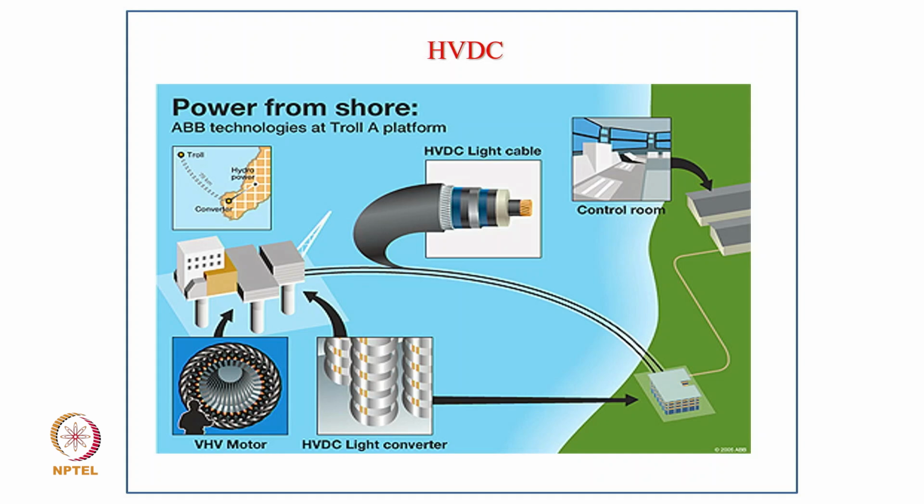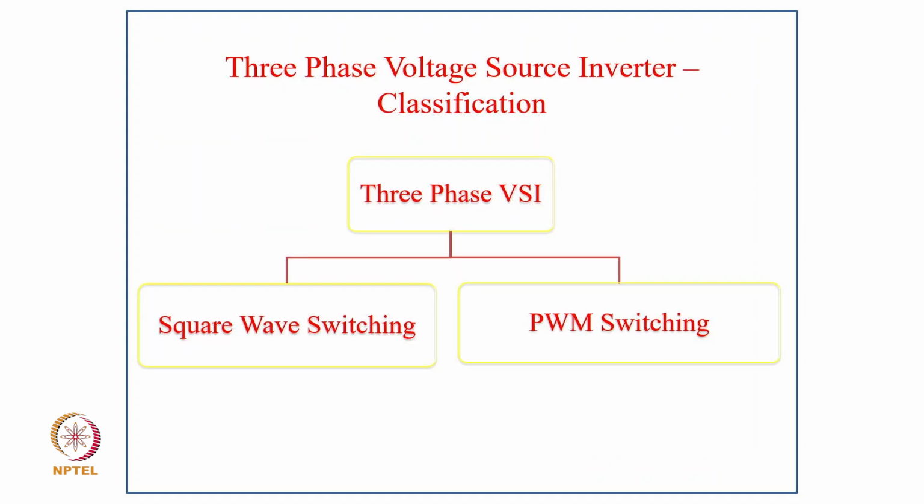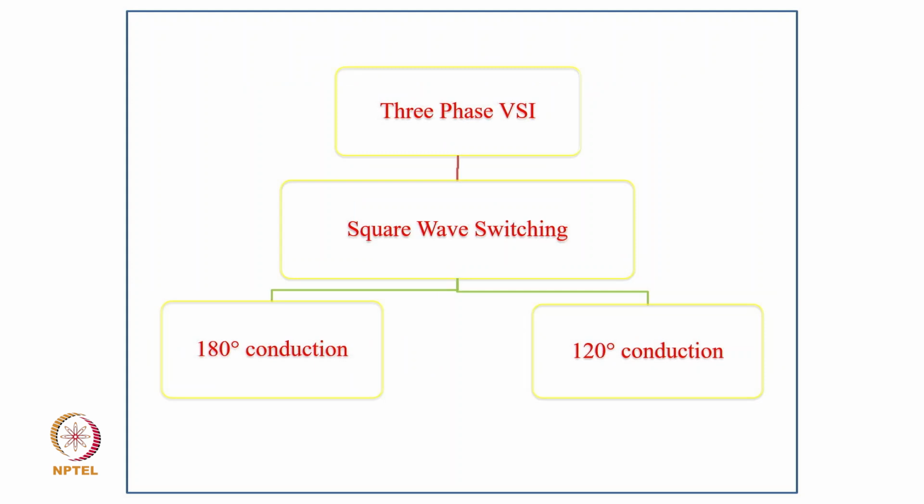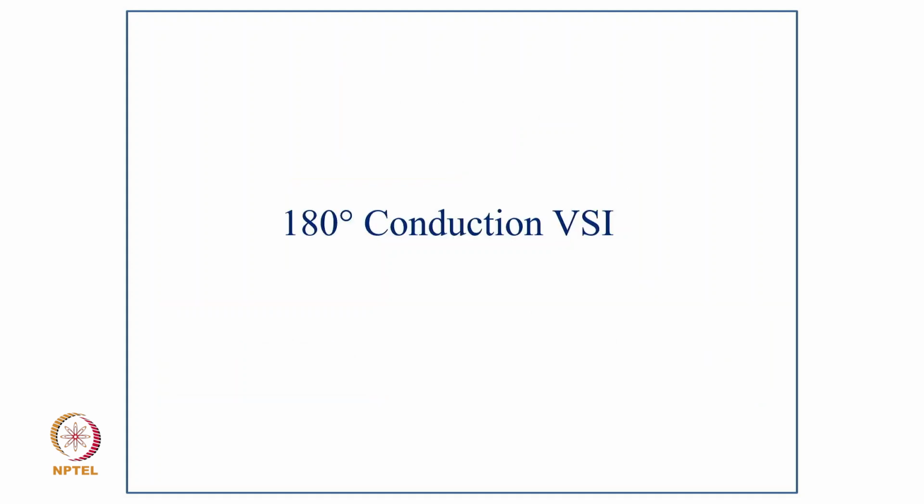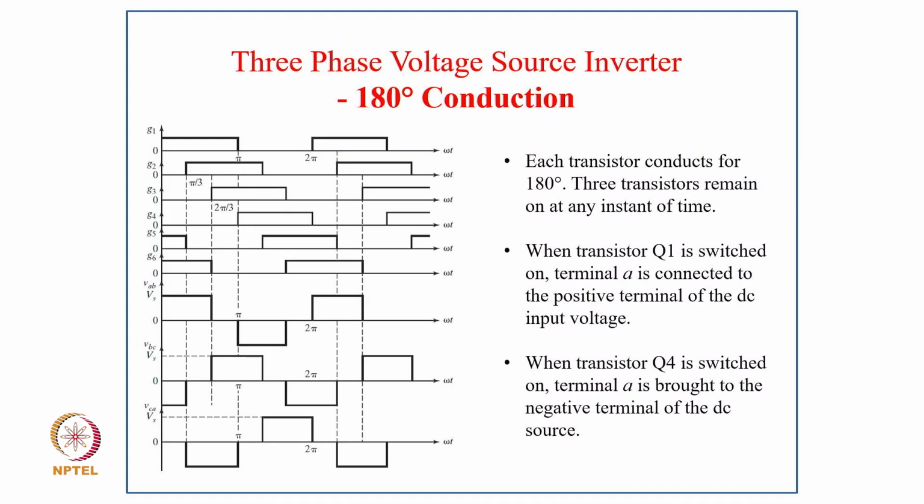So we use voltage source converters certainly for high power. Now coming to the classification of three-phase voltage source converters. These three-phase VSIs are classified as square wave switching and pulse width modulated switching. Square wave switching is again classified as 180-degree conduction and 120-degree conduction.